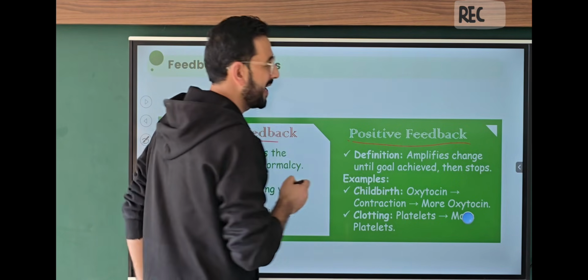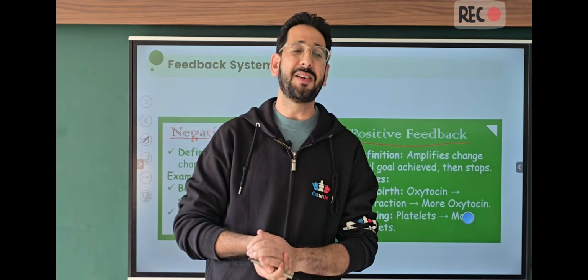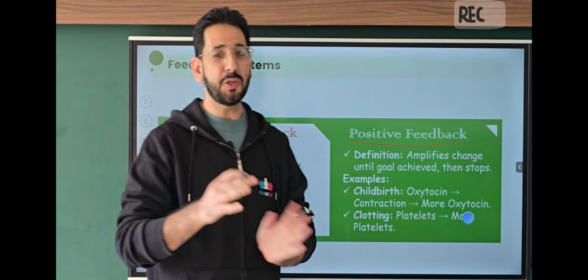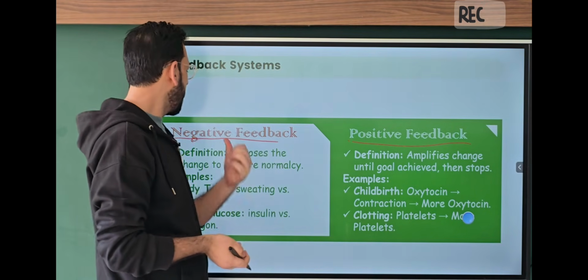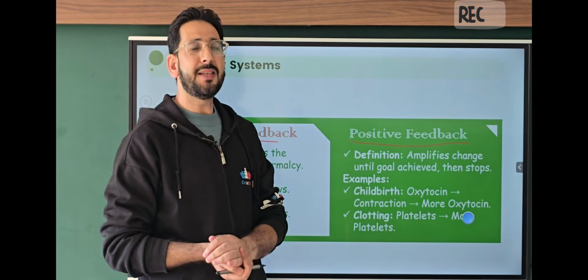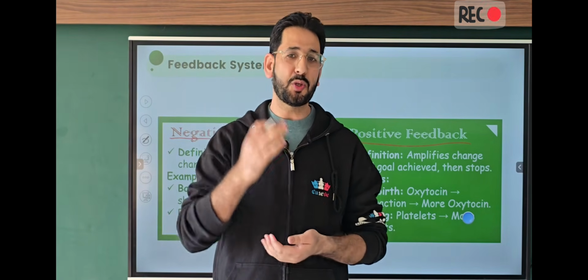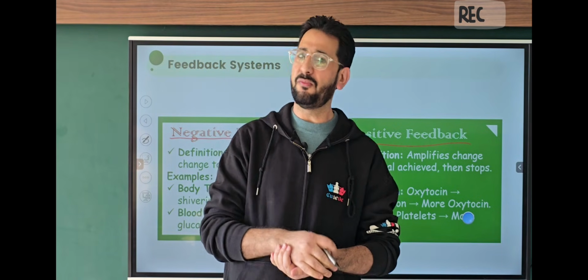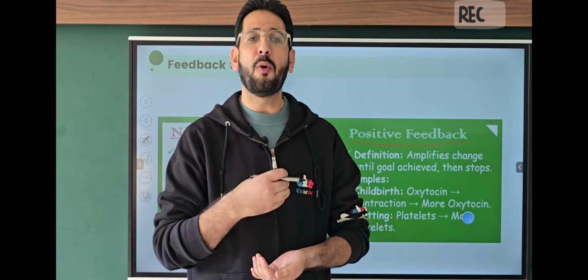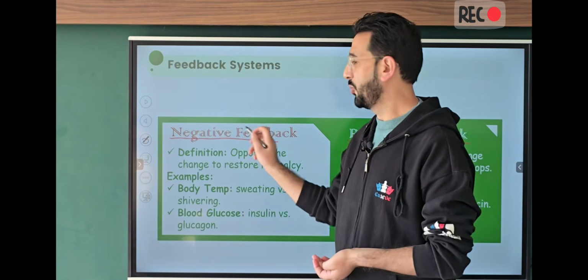Now, let's understand the difference, and then we will talk about certain examples to understand this negative as well as the positive feedback. Negative feedback is whenever there is any change and our body is going to oppose that change to gain normalcy. Okay, whatever the change is, our body is going to oppose the change. That is our negative feedback.